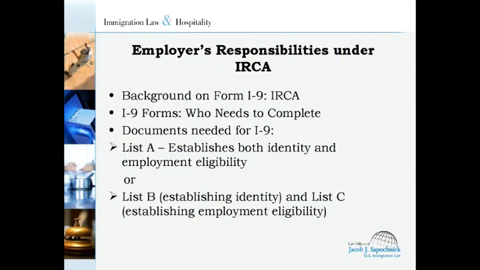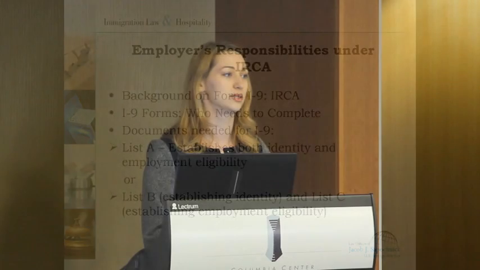So what documents do you need to present for Form I-9? Only unexpired documents, both identity and employment authorization documents, can be accepted. Employees might present a document from List A, which establishes both identity and employment authorization, or a document from List B establishing identity, and a document from List C establishing employment authorization. An example of a List C document is an unrestricted Social Security card.